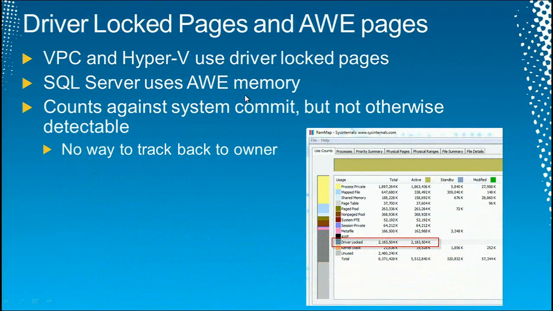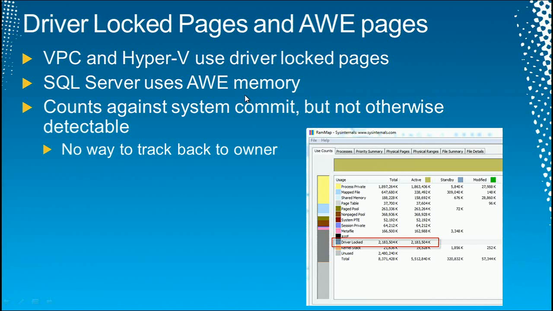Finally, another type of locked memory. And this one's very hard to track down as well. But this one's one that a lot of you probably come across because you've got virtualized servers. And this is driver locked pages. These are pages locked by a driver. And there's 2 drivers that use this mechanism to allocate contiguous RAM that they have full control over. One of them is Hyper-V, and the other one's VMware.